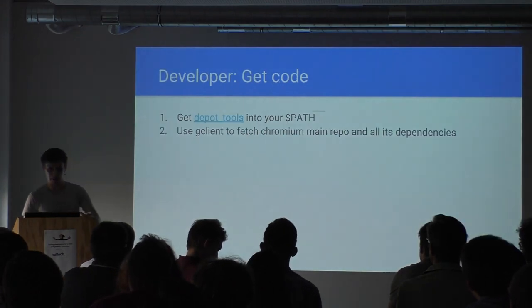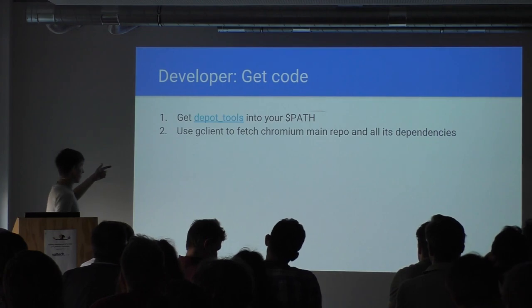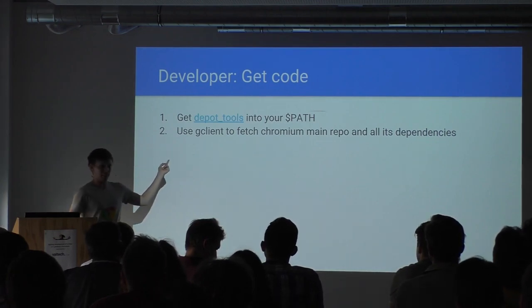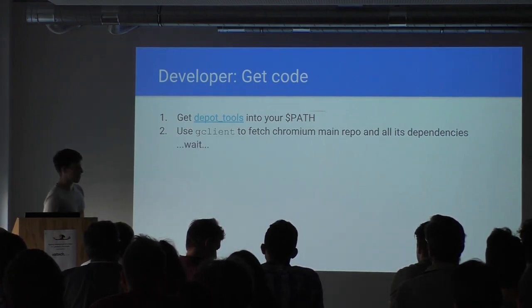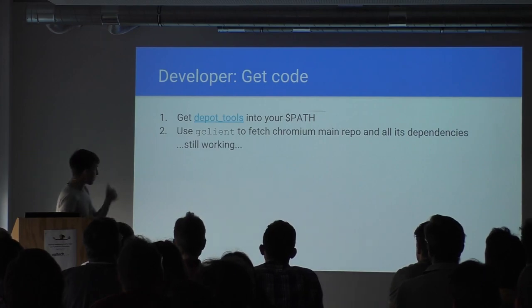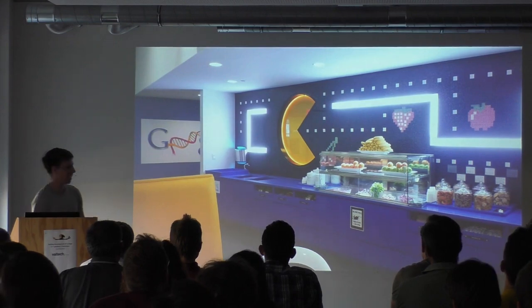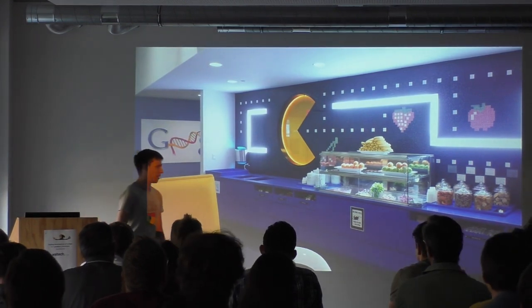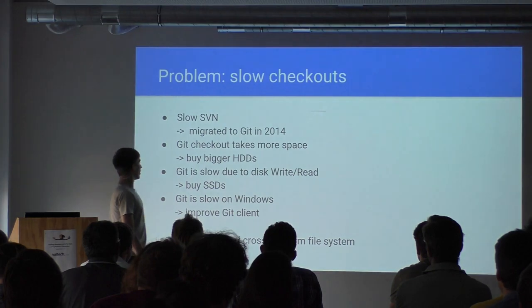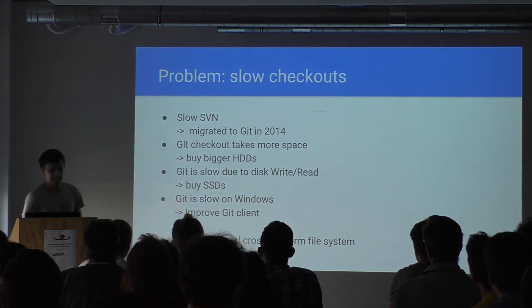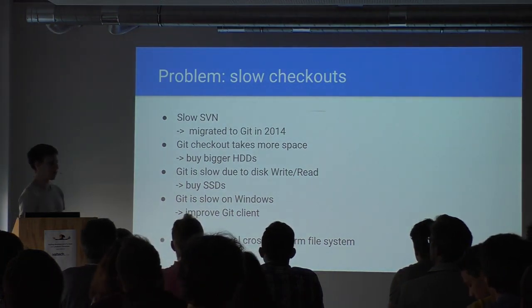So let's go through what a developer does. The developer presumably has them in the path. He checks out the code base. You've got to wait a bit, maybe a bit more. Actually, usually you just go to the micro kitchen and get some food or something. It takes a really long time. It used to take even longer. So first problem, checkout is actually exceptionally slow.